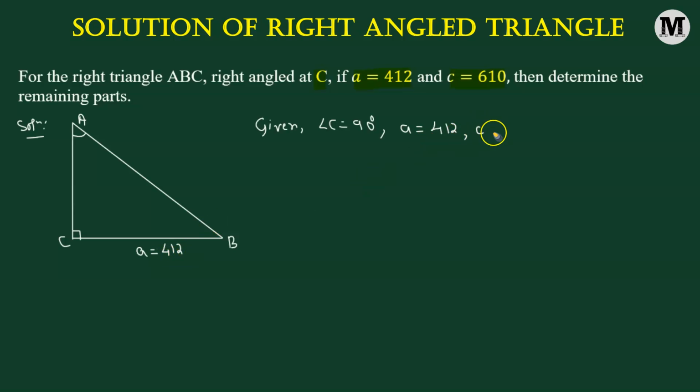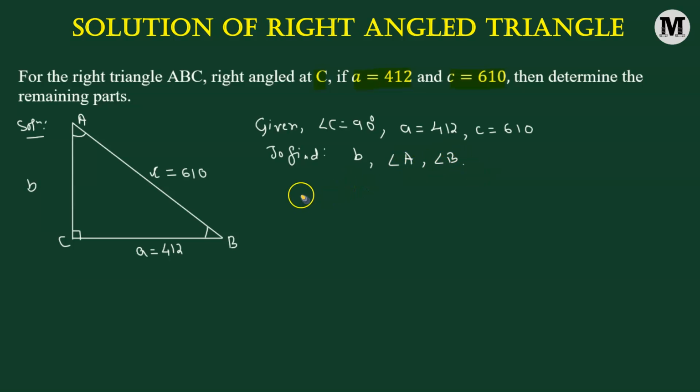Then we have the side c given to us, that's 610, meaning side c is going to be the side that is opposite to angle C. So AB is going to be the side c, and its measure is given as 610 units. Our goal will be to determine the remaining parts. That means we need to find the remaining side, which is the side b. b is going to be the side that is opposite to angle B. Then we need to find the angle measure of A and the angle measure of B.